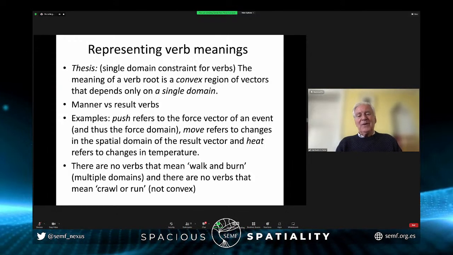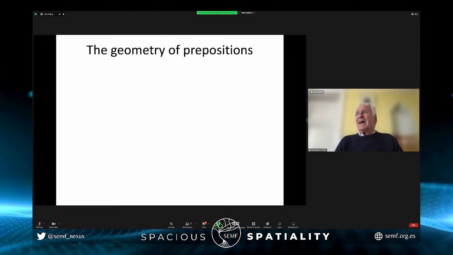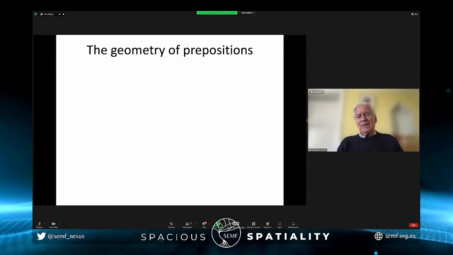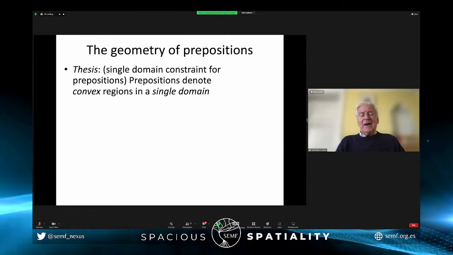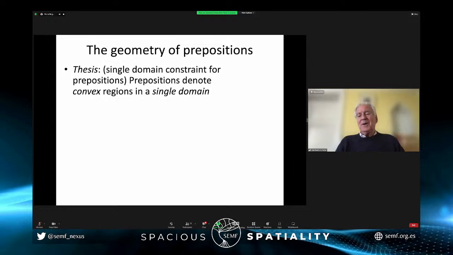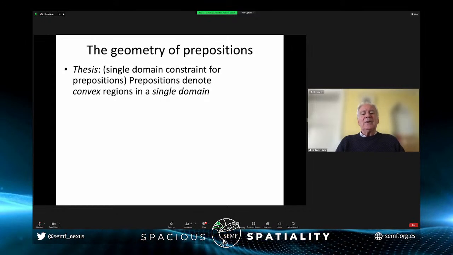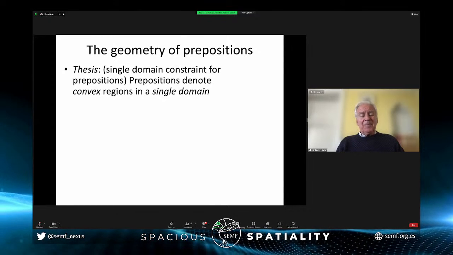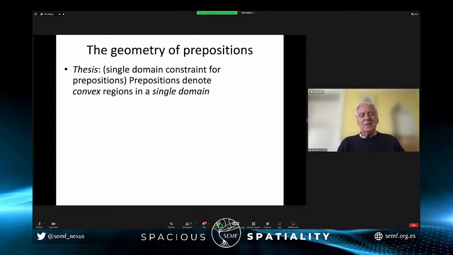I will not have time to do more about it, but now we get to prepositions. And here we really get into geometry. Prepositions are quite organized, some of them at least. And you will maybe get tired of me, but I propose the same general semantic analysis here. Prepositions denote the convex regions in a single domain. That sounds exactly like the definition for adjectives, but there is a difference, and you will see very soon why.